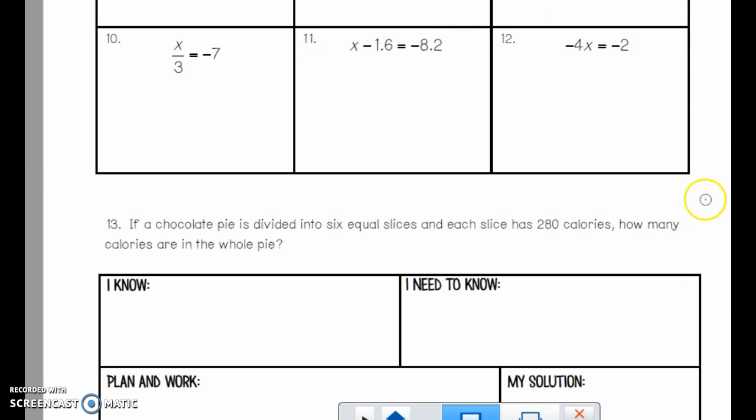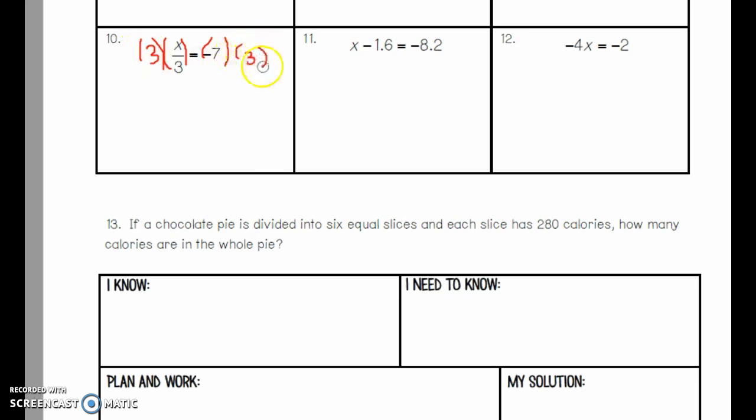Okay, working down to number 10. X is being divided by 3, so we know we need to multiply both sides by what it's being divided by. Always show parentheses. It's the best way to show multiplication. Otherwise, it gets very confusing. Please do this on your paper.